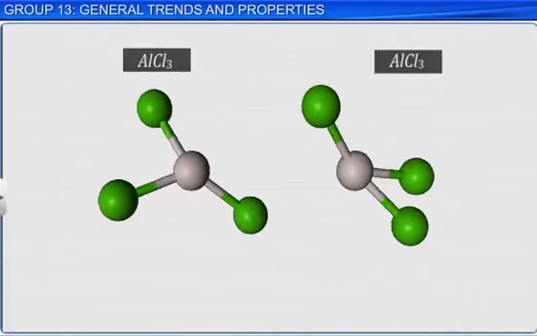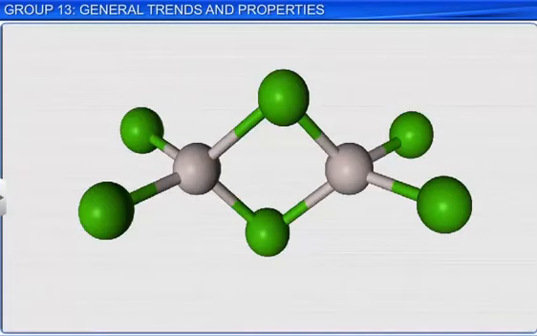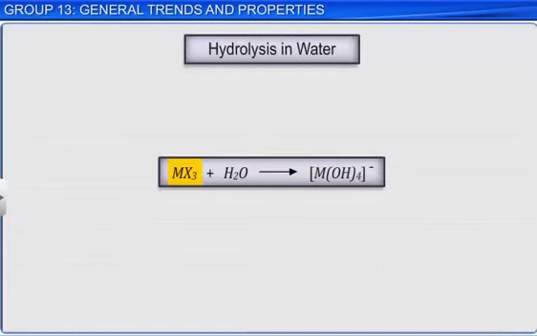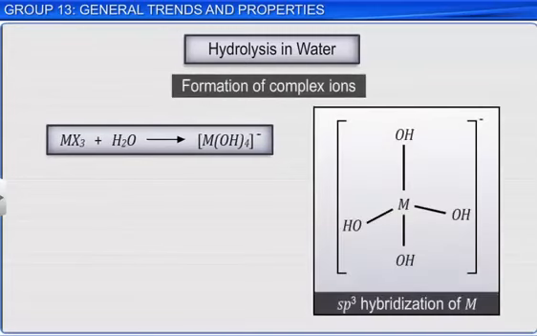Aluminium chloride dimerizes to achieve stability. The dimer has tetrahedral geometry around the aluminiums. Trivalent compounds hydrolyze in water to form complex ions. Trichlorides in water form complex ions with 4 hydroxides around the central metal. In these ions, the metal exhibits tetrahedral geometry and sp3 hybridization.